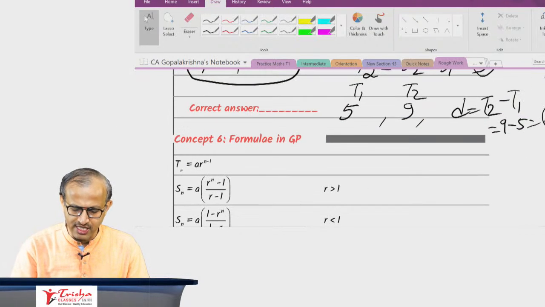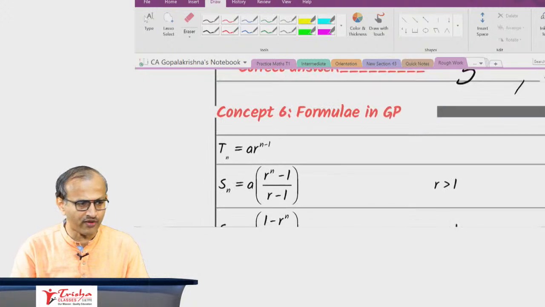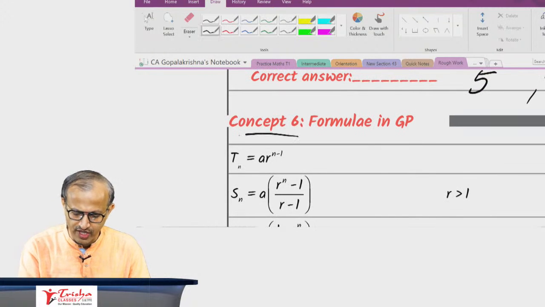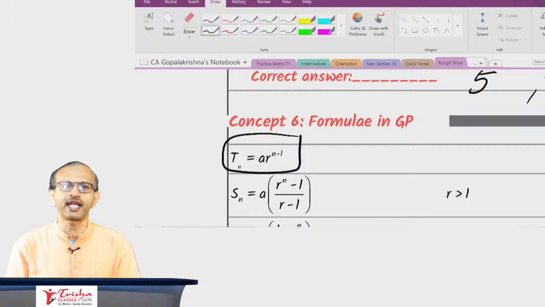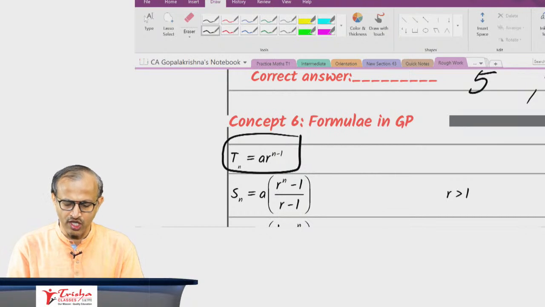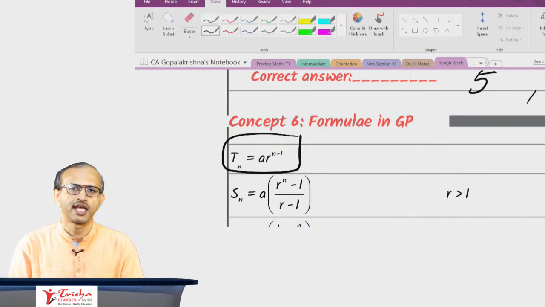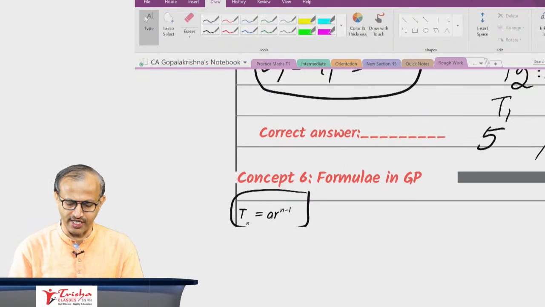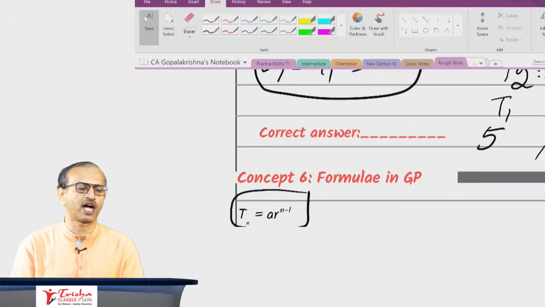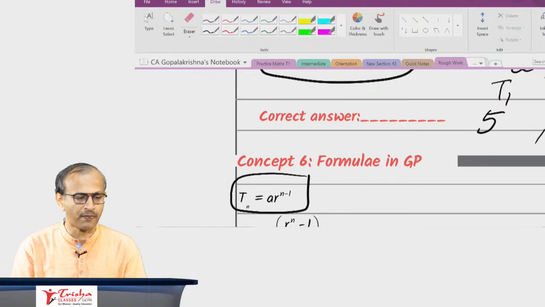The nth term concept formula in GP. Just like we worked out that time, first all of you take down this formula. Tn, the nth term, is equal to A r to the power n minus 1. Only this you write. Nth term is A r to the power n minus 1. All of you write in your chat box. Fastest finger on chat box. What is the formula for the nth term in GP?